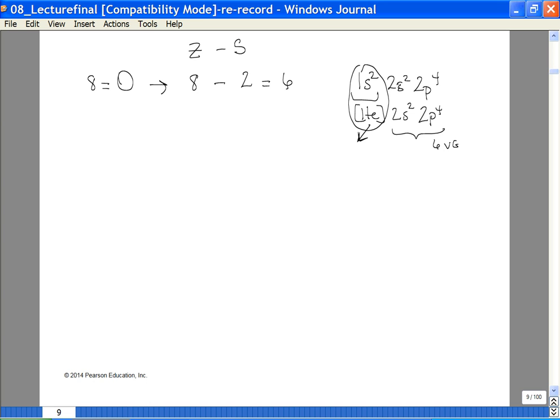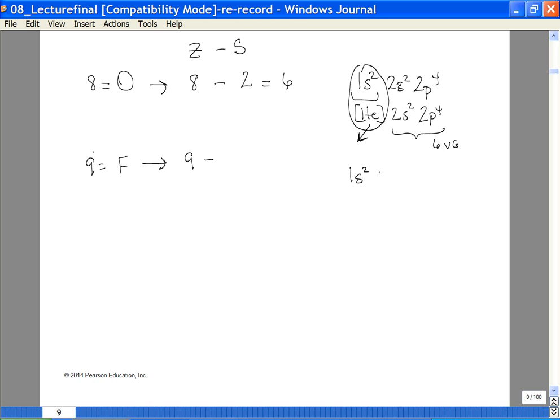If we go across the row and do the same thing for the element that is right next to oxygen on the periodic table, which is fluorine, it has 9 as the atomic number.